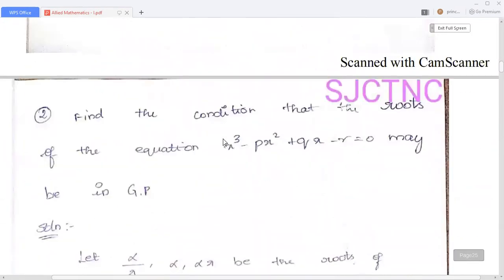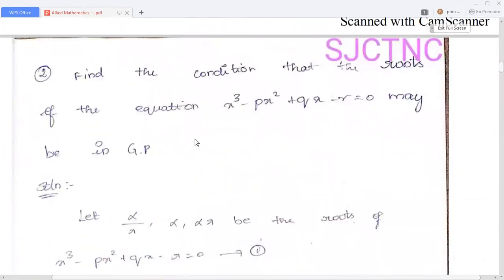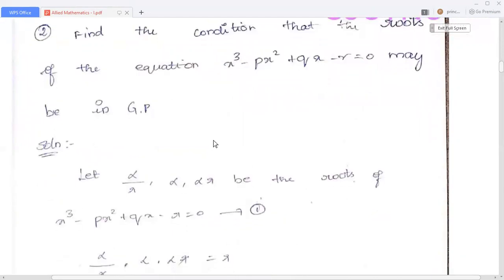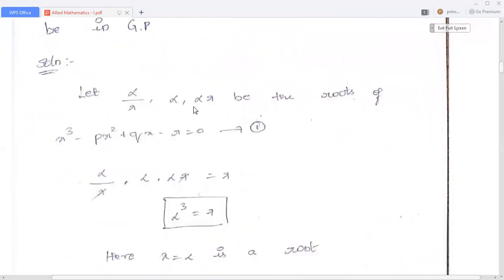And problem number 2. Find the condition that the roots of the equation x cube minus px square plus qx minus r equal to 0 may be in geometric progression. Here we form the roots which will represent geometric progression. That is alpha by r, alpha, alpha r be the roots of the given equation.